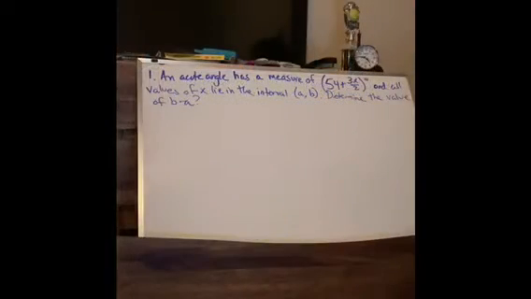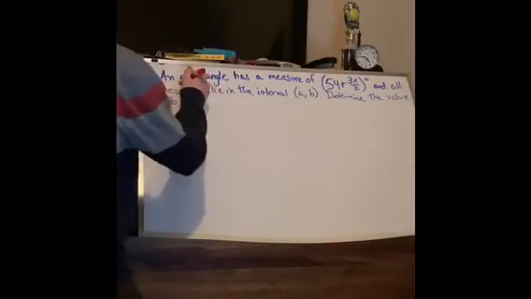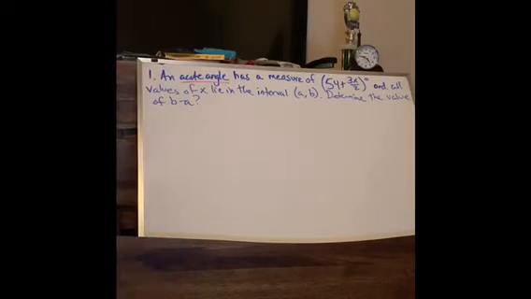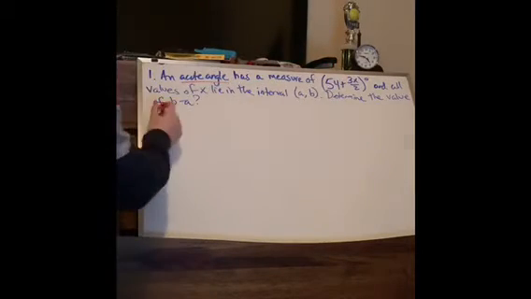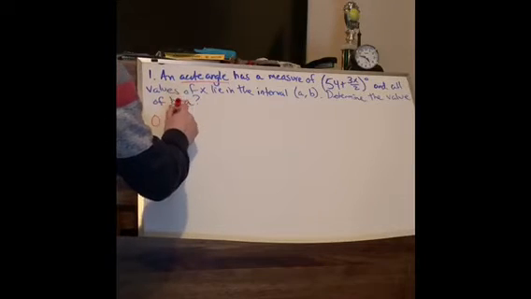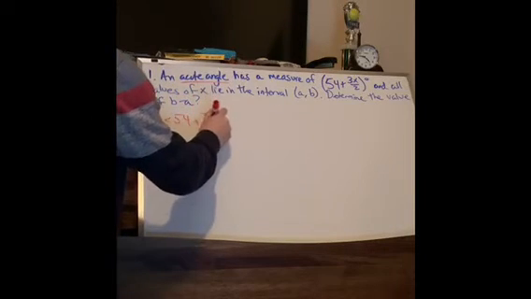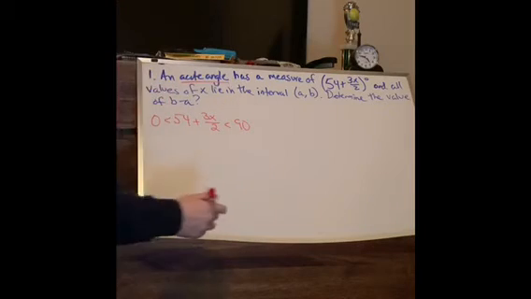We are in round 4, geometry. So number 1, an acute angle has a measure of 54 plus 3x over 2 degrees, and all values of x lie in the interval from a to b. Determine the value of b minus a. And I probably said that after every question. So what? We have these words, acute angle. And I'm sure many of you know, if not all of you, that this is an angle between 0 and 90 degrees. So what do we do? We make this between 0 and 90 degrees. 0 is less than 54 plus 3x over 2, less than 90.